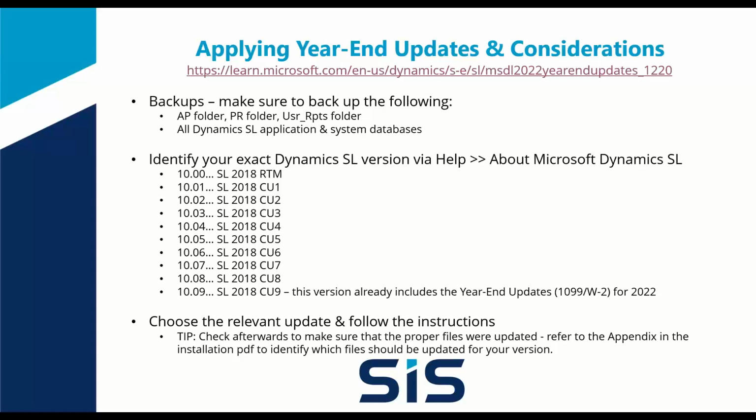When you are applying year-end updates, that link at the top is where you can download them from. You want to make sure that you've made a backup. Since this affects AP, payroll, and reporting, in case you have custom reporting, you want to make a backup of your AP folder, your payroll folder, and your reports folder where custom reports are stored. And as a precaution, you do want to make a backup of your application and system databases.